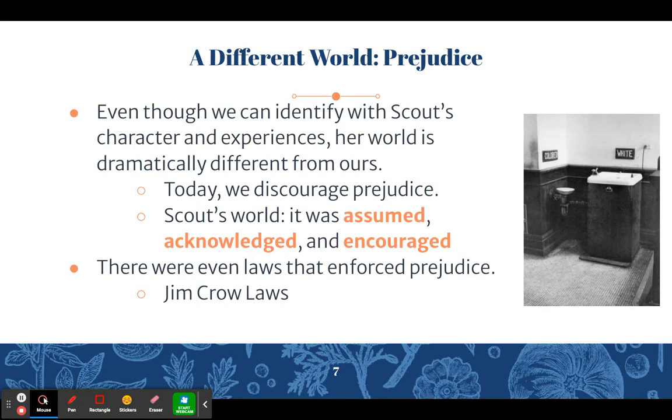In today's world, we discourage prejudice, right? It's not a good thing to be prejudiced, and we encourage everyone to be treated fairly and equally. In Scout's world, prejudice was assumed, it was acknowledged, and it was even encouraged. There were laws that enforced prejudice, and we talked about the Jim Crow laws in the presentations. I'm going to talk a little bit more about them because they are so important to understanding the cultural context of the story.